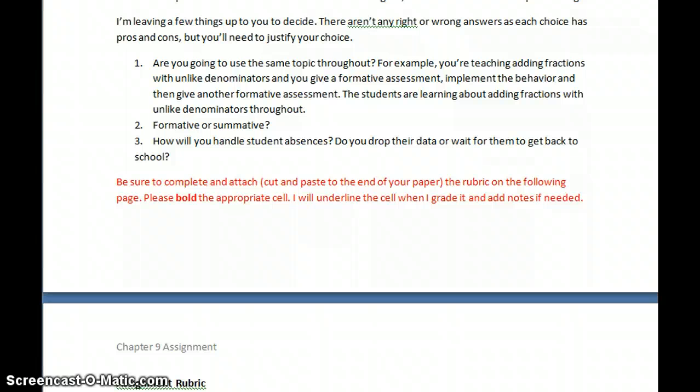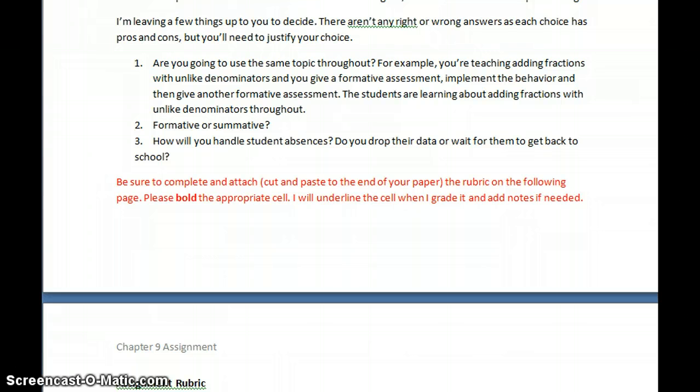If you're doing a formative assessment, you're probably going to be doing the same topic throughout. That would probably be like my example of the 2 weeks of adding fractions. The summative assessment might be an end of chapter exam. And so maybe you do chapter 10 and you compare that against chapter 11. That's fine. Just choose what you'd like to do.